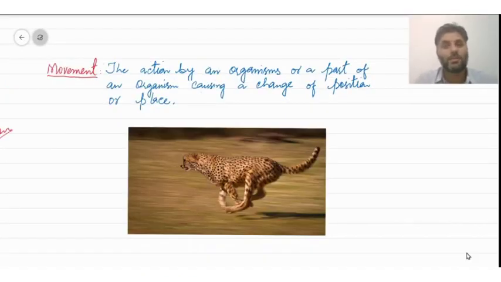Movement: the action by an organism or a part of an organism causing a change of position or place of that organism. Like you are seeing the leopard, he's running. He is moving the parts of his body, and by the movement of his legs, he is changing his place.